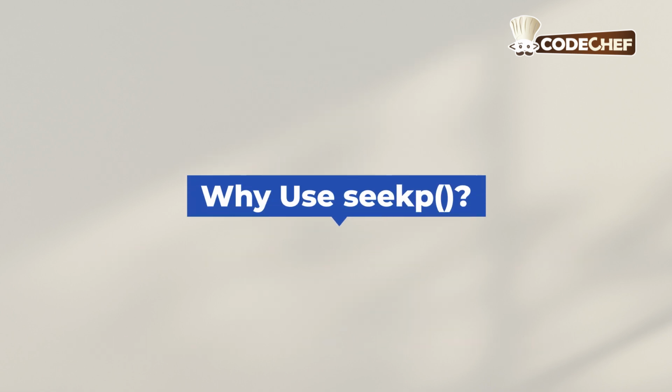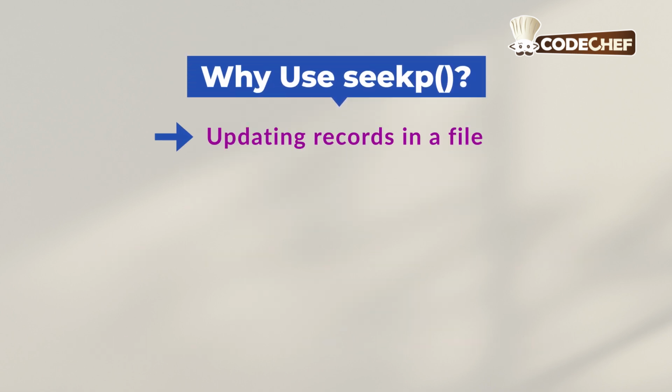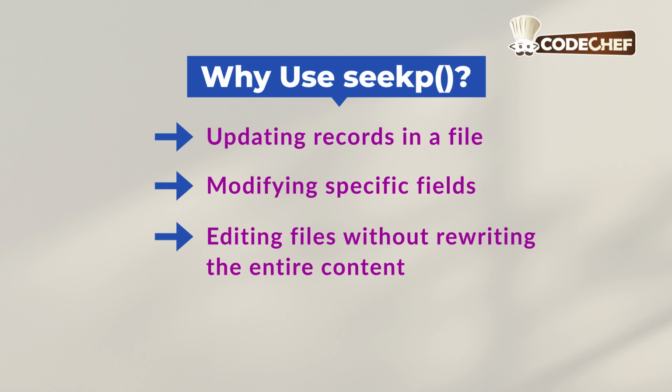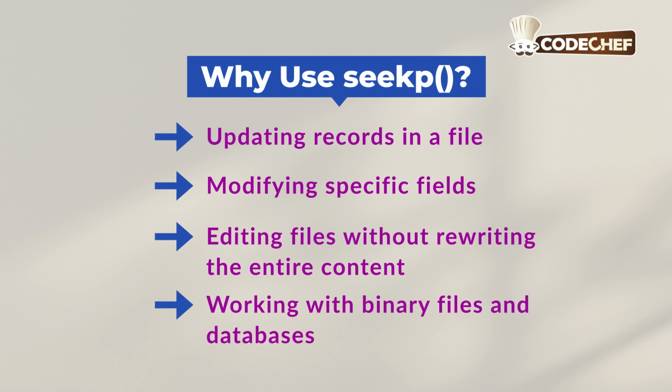Why do we use the seekp method? It is used for updating records in a file, modifying specific fields, editing files without rewriting the entire file, and working with binary files and databases. Now let us go to the CodeChef platform to see an example for using the seekp method in C++.